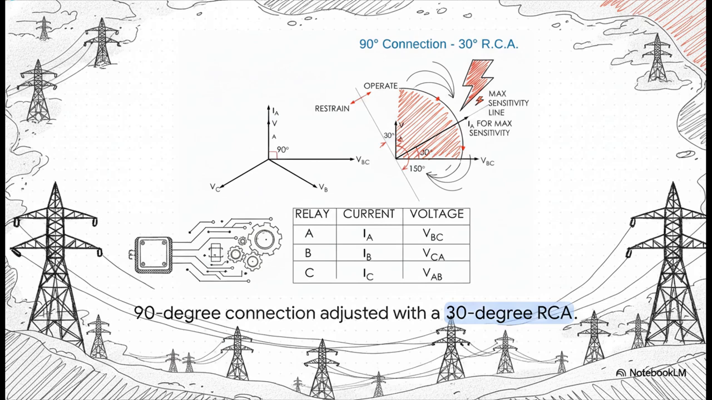Compare that to a 30-degree RCA. Here, the maximum sensitivity line is shallower. The entire operating boundary rotates to fit that 30-degree offset. By tweaking this internal angle, protection engineers can perfectly align those operate and restrain regions. This ensures that normal, everyday load variations never accidentally trigger a trip, but genuine, dangerous faults are caught the millisecond they happen.